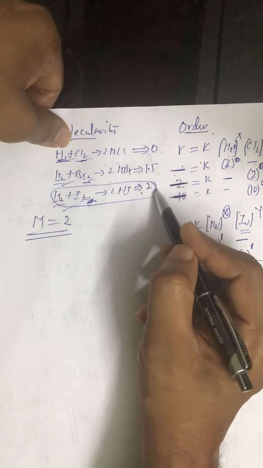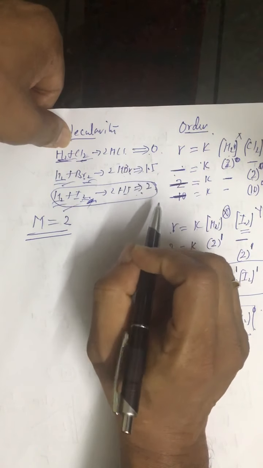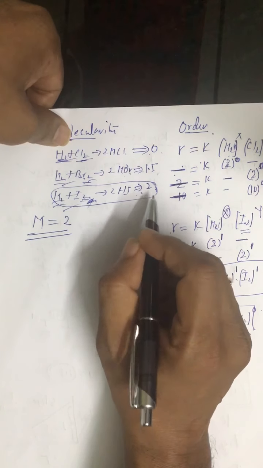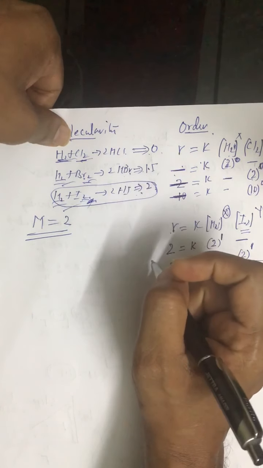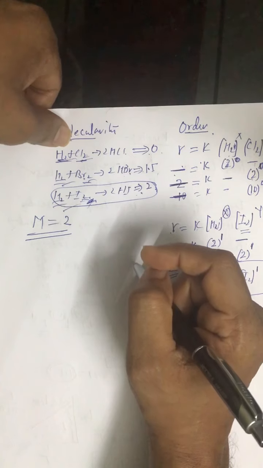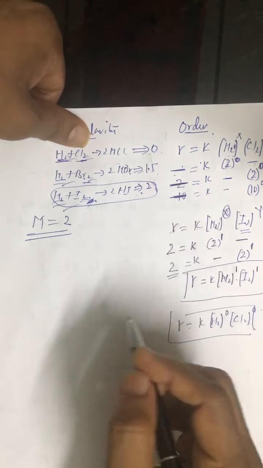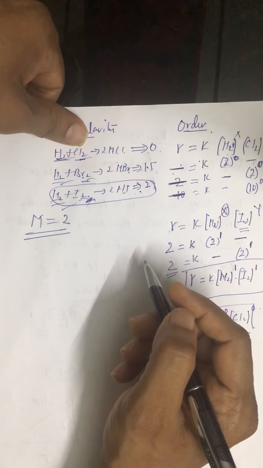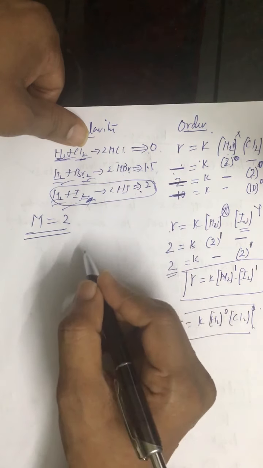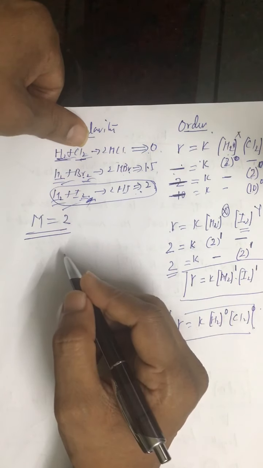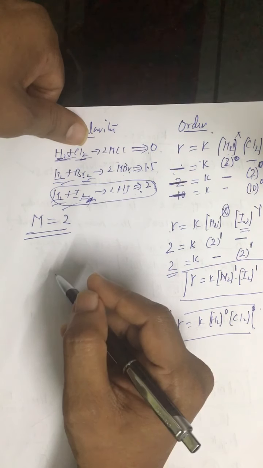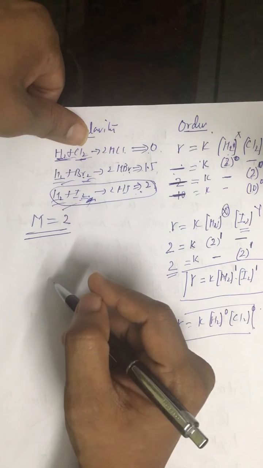Whereas order of reaction is defined as the number of reactants taking part in the rate determining step. The slowest step of a chemical reaction is called the rate determining step. So order of reaction can be a fraction. Molecularity is always a whole number.